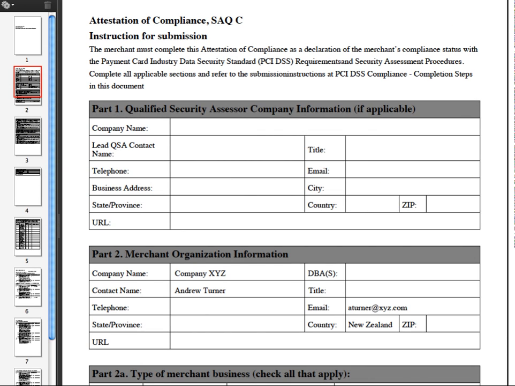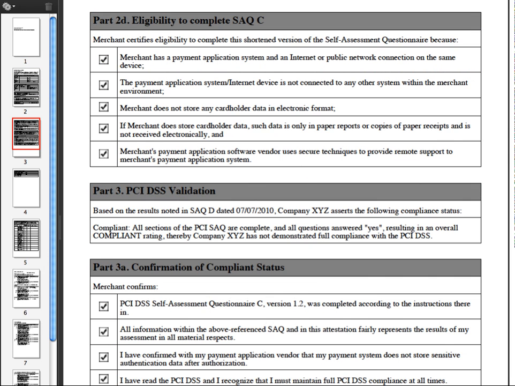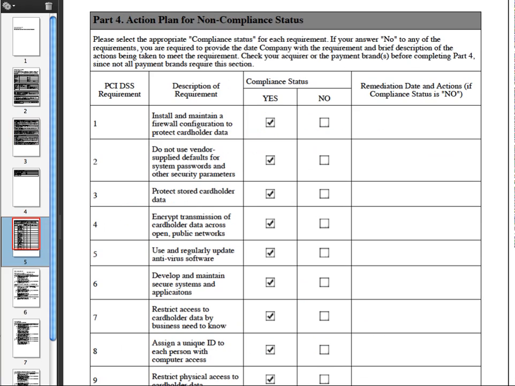The SAQ report button enables the merchant to review the pre-populated SAQ report, which can be emailed or mailed to their bank to satisfy the bank's requirement.